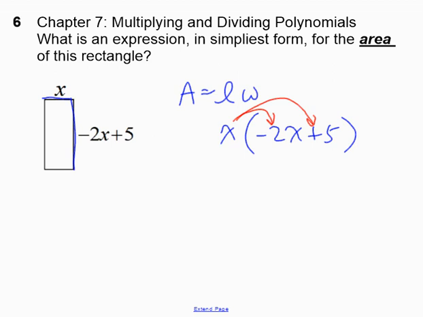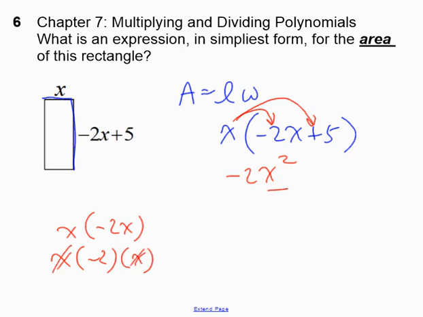And x times -2x is -2x squared. Now, why is that? I'll show you over here. So x multiplied by -2x is the same thing as x multiplied by -2 multiplied by x. X times x is x squared, and -2 stays by itself. The next part of our distributive property is x times +5, which is simply a +5x. And that is the area.